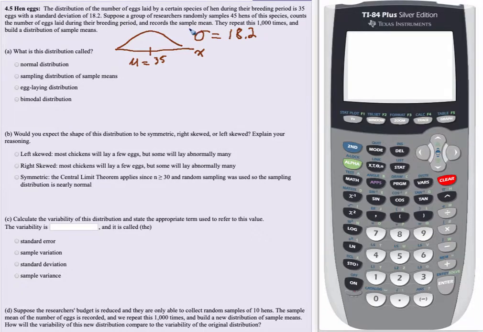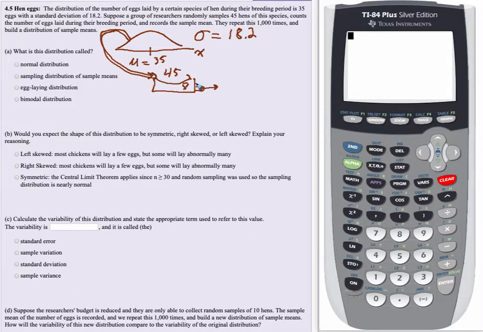Then they do that again 1,000 times. In other words, they come into this distribution, grab 45 hens out of it, and feed those 45 hens to the tool called X bar. What X bar gives back is a sample mean. Say the first time they do this, they get a sample mean of 32. That's their first 45 hens: 32 eggs as the average number of eggs laid per hen during the breeding season.